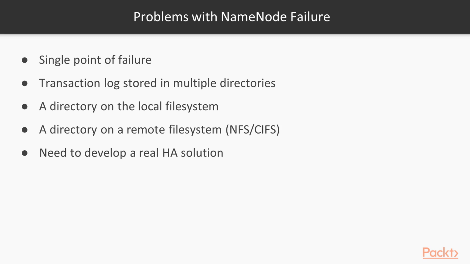Coming to that, we have some more issues. In case NameNode fails, what was the problem? It was a single point of failure. Transaction logs are stored in multiple directories and couldn't be accessed if NameNode fails. The directory on the local file system couldn't be accessed, and the directory on a remote file system, the NFS directory, will not be accessible. People really wanted to develop a real high availability solution, which means that even if NameNode fails, Hadoop shouldn't stop. So there were a lot of challenges if people wanted to do that.